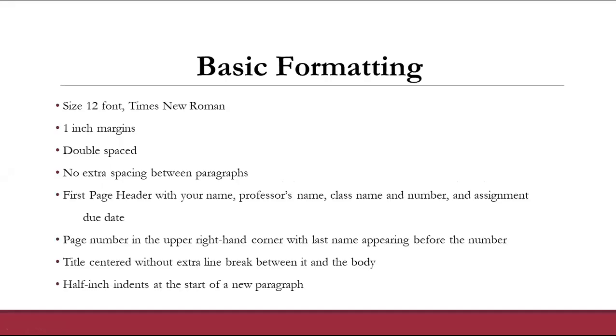The basic formatting for an MLA paper would be to use a 12-point font, usually Times New Roman. You will have 1-inch margins. Your paper will be double spaced and there's no extra spacing between the paragraphs.